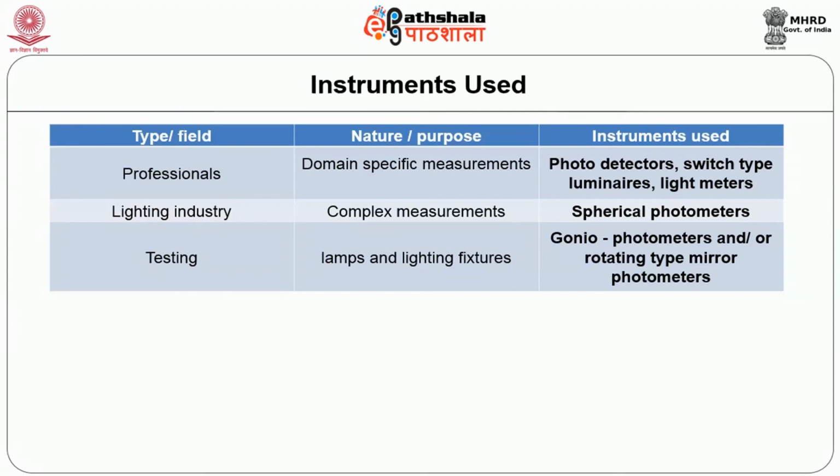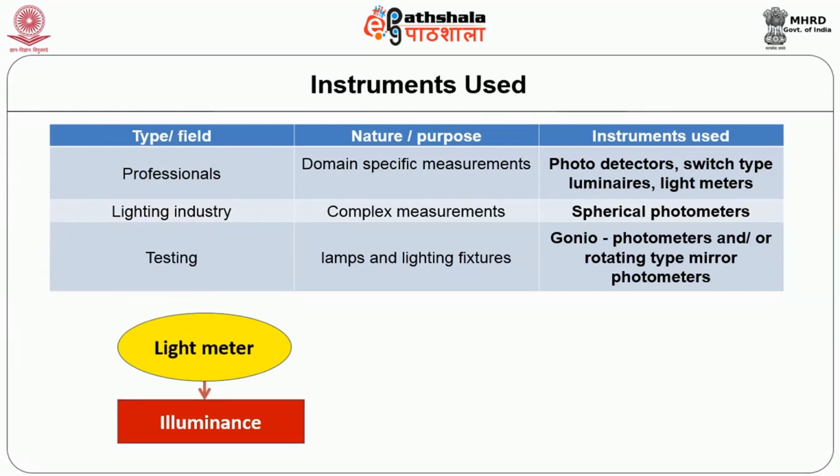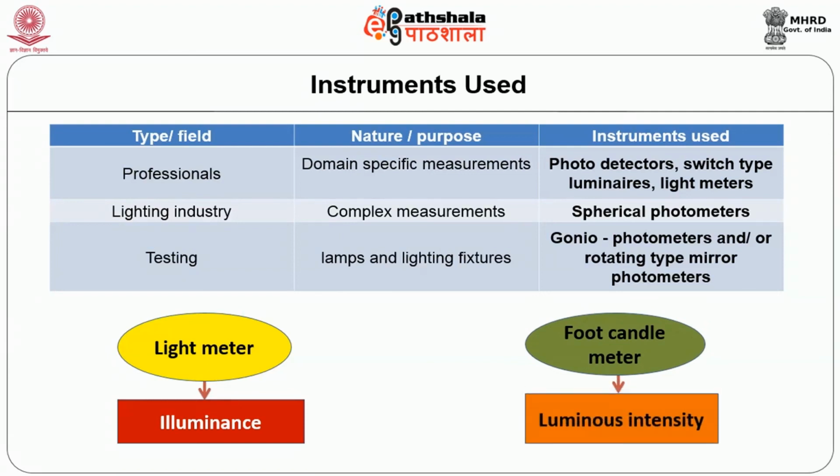For complex measurements as needed in the lighting industry, spherical photometers are used. Tests on lamps and lighting fixtures are done by making use of gonio-photometers and or rotating type mirror photometers. A light meter is used to measure illuminance. It can show two parameters, namely the quantum of light incident on a given area and the quantum of light energy reflected off the surface itself. Use of a foot candle meter is in practice to determine the luminous intensity of a source. It resembles a type of photographic exposure meter. Have a look at the devices in the next slide.